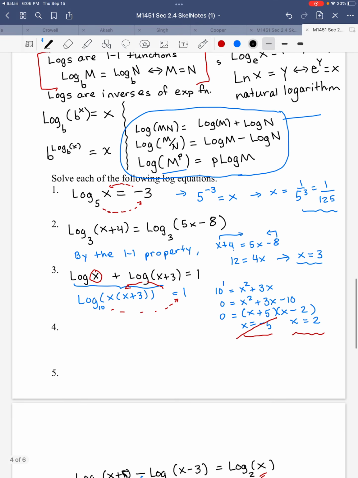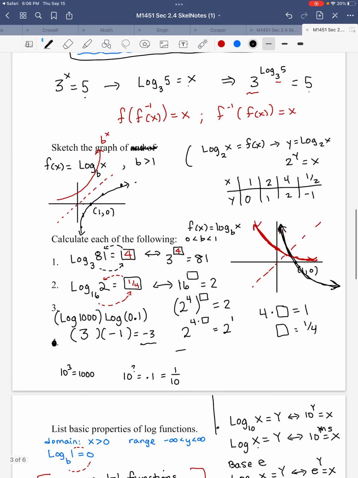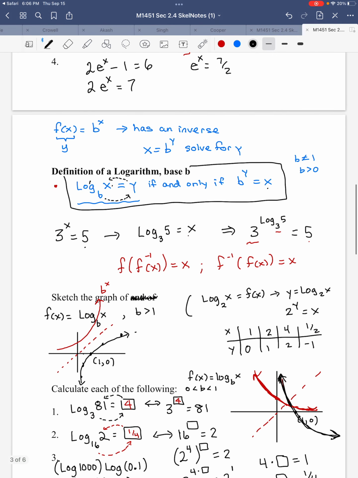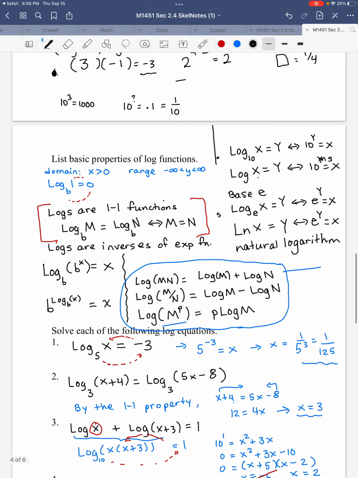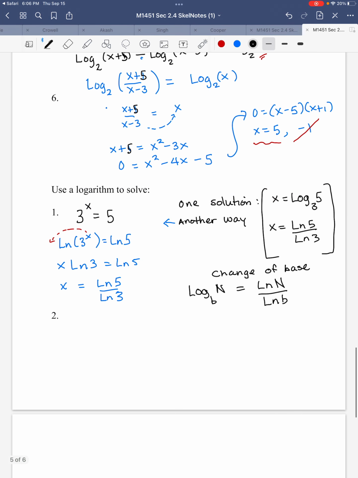So the other equation that I had earlier on that I didn't solve was 2e to the x minus 1 is equal to 6. We can move it around to get e to the x is 7/2, and now let's look at solving that equation. So let's start from the beginning. 2e to the x minus 1 is equal to 6. Start the same way. Get the exponential function by itself. Divide by 2.